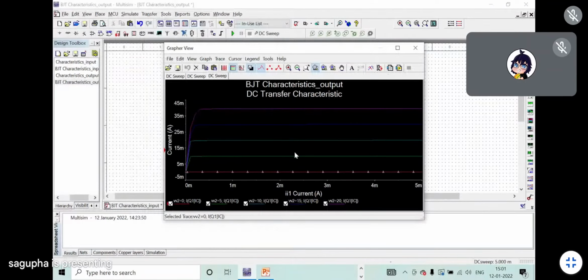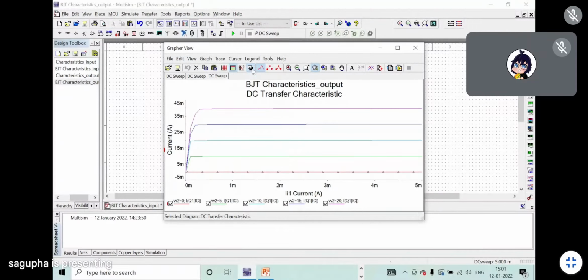You can see this is my output characteristics of common emitter configuration. Change the background. 5 values are there. For 0, this is coming a straight line, and the rest you are getting the values. You can change the value. You can start the value from 1 or 2, or you can make it 5. Up to you.